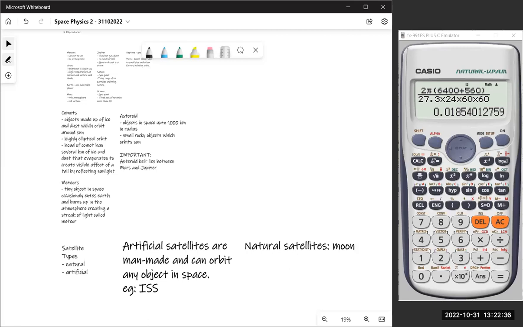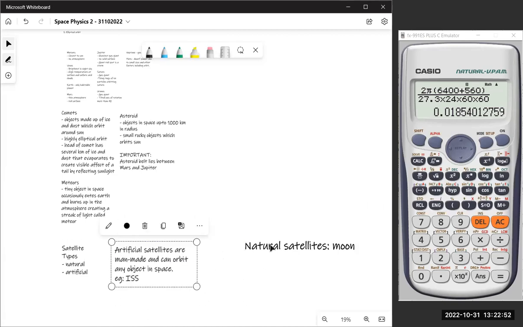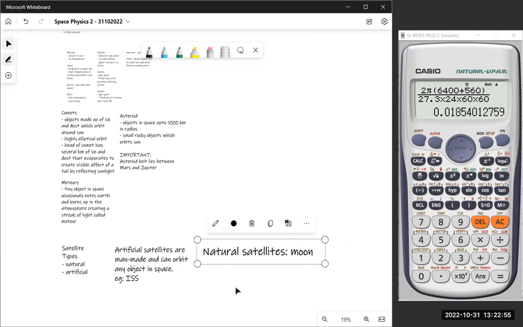Now, who's still writing? Tell me. Ayan, have you finished? Yes, sir. Ritika, Amina. Sir, I'm writing the artificial sun. Amina, have you finished? Where are you writing? Satellite types. Take your time.